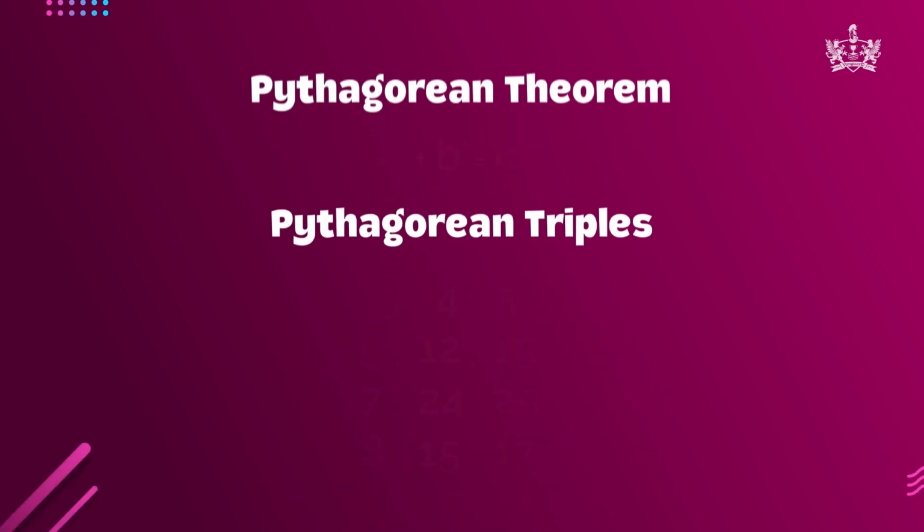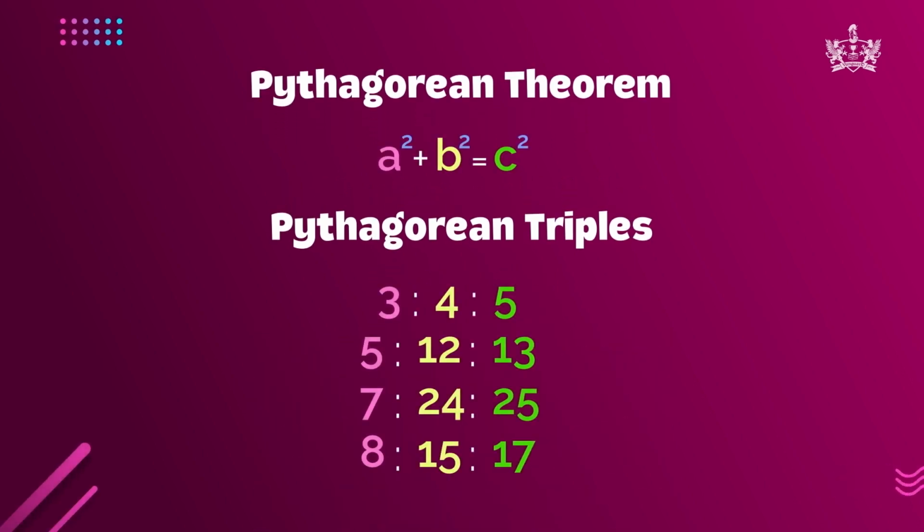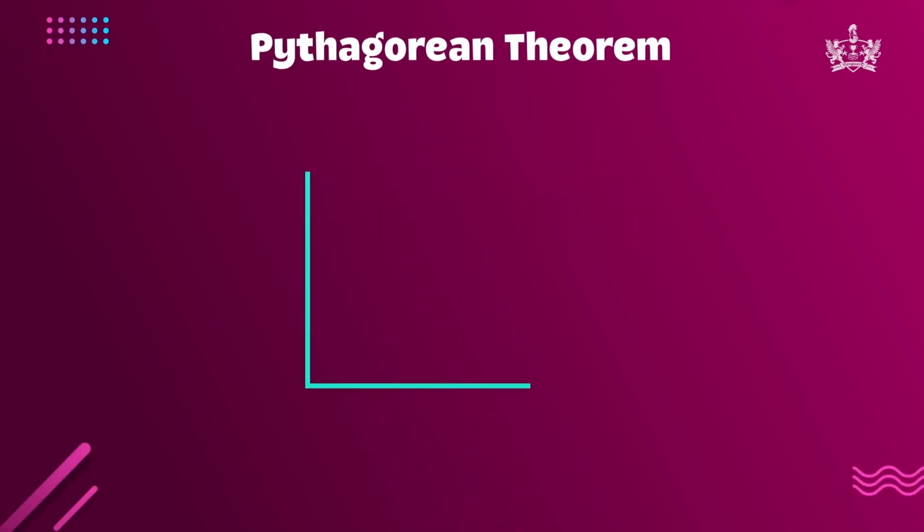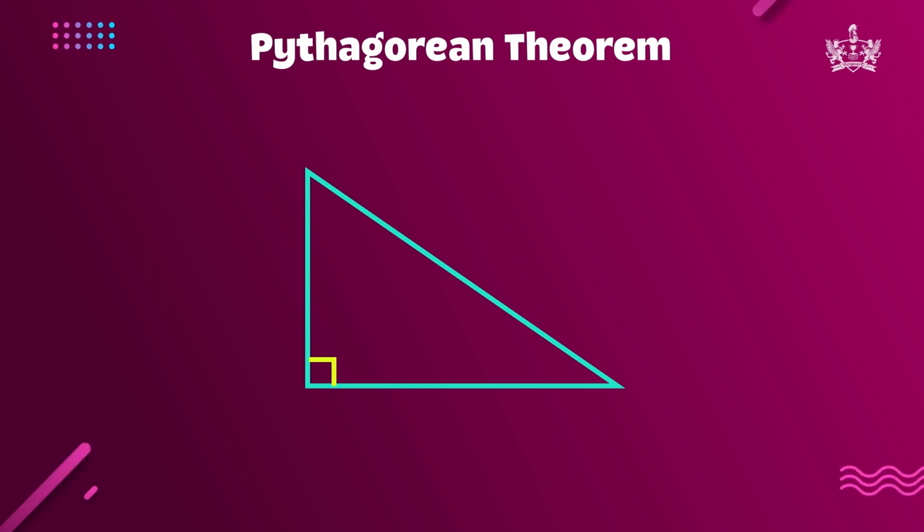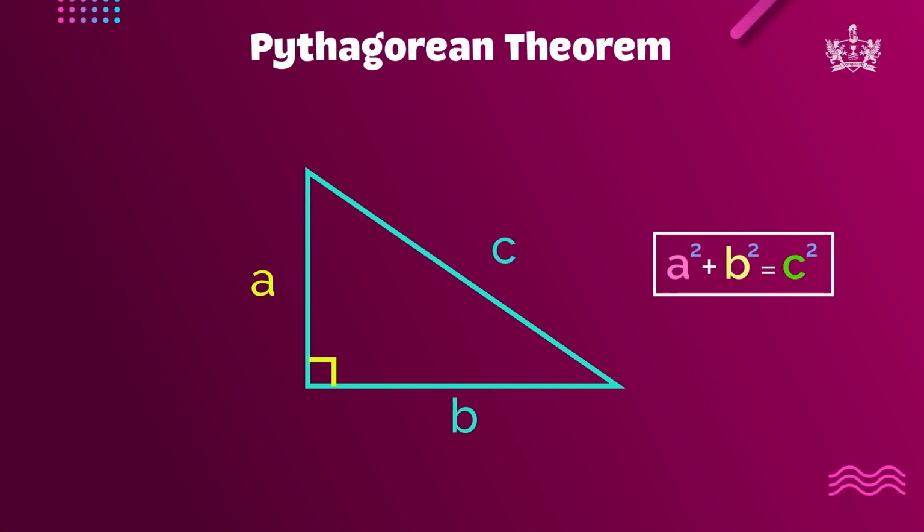First up, we have the Pythagorean theorem and the Pythagorean triples. I can bet you've seen this before, so I'll be quick about it. This only applies to right triangles, and what we're saying is if we are given two sides of a right triangle, we can always find the third side using this formula: a squared plus b squared equals c squared.